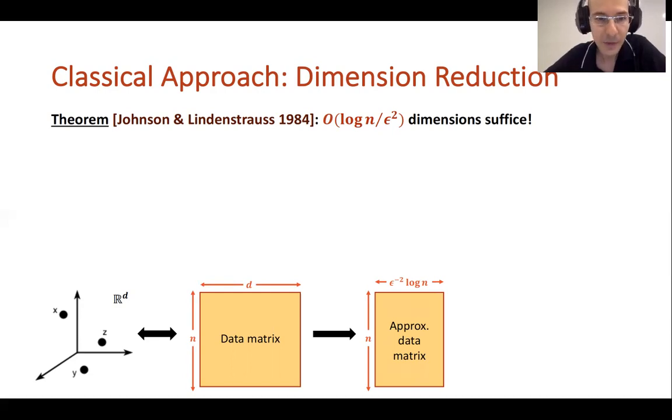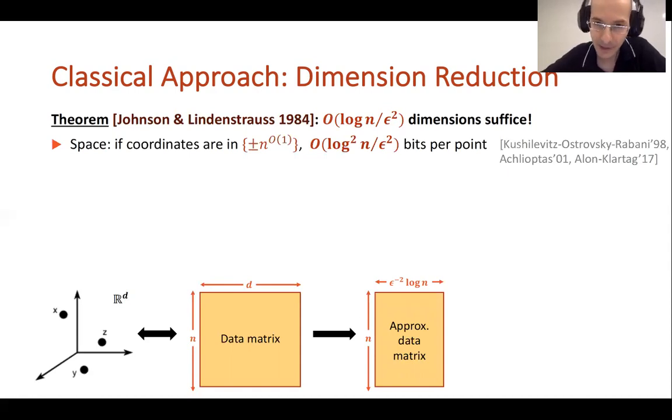How much space do we need to represent it exactly? This is not an obvious question, is it? You do need to do some work to discretize this dimension reduction theorem, but it has been done in many works actually. The upshot of all of them is that if, for example, your coordinates are polynomially bounded, which means that each number can be represented by log n bits, then the total space you need is the number of bits per coordinate, which is log n, times the number of coordinates, which is log n over epsilon squared, for a total of log squared n over epsilon squared bits per point. So this is what you get from dimension reduction.